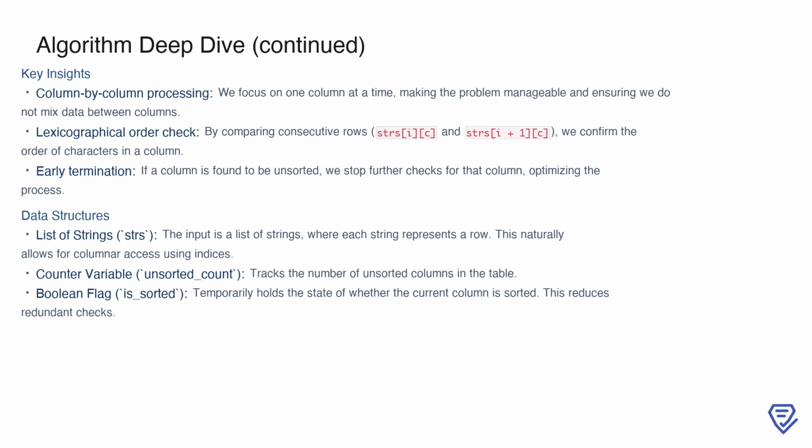Additionally, the algorithm is optimized with an early termination mechanism for columns. As soon as a column is determined to be unsorted, we stop further checks for that column, which saves time. In terms of data structures, the input itself, a list of strings, is naturally suited for columnar processing using indices. The unsorted_count variable is used to keep track of the result, while the is_sorted flag temporarily holds the state of each column as we process it. This combination of systematic processing and optimization makes the algorithm both simple and effective.